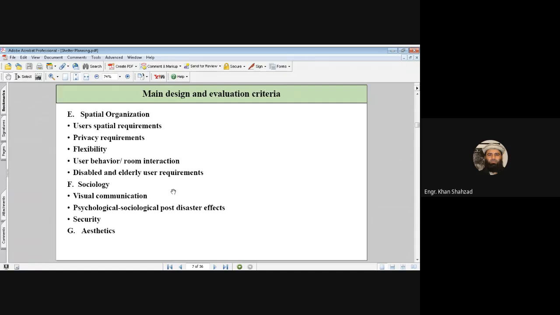So Noman, can you comment on this sociology? What type of sociology we need when we are planning these shelters, or when we are making these shelters? That can actually be the interaction with community when we are designing or building these shelters.